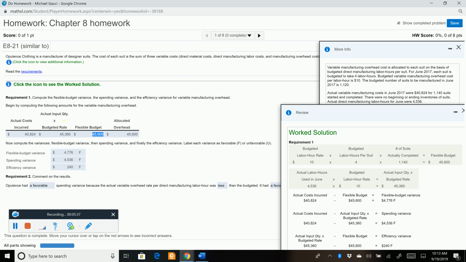And this middle column is basically going to take the actual quantity, and in this case, we're talking about labor hours, 4,536 hours were actually used. So 4,536 times, remember, for every hour of labor, we're going to allocate $10 of overhead. That's basically the standard rate. So the actual level of activity was 4,536 times 10 equals 45,360. So this is kind of this middle number. And I'll call this column 2.